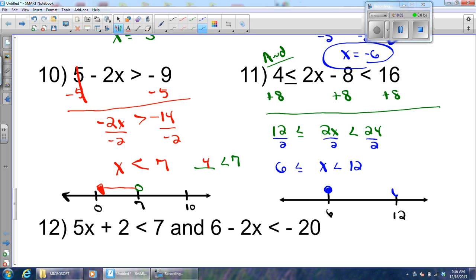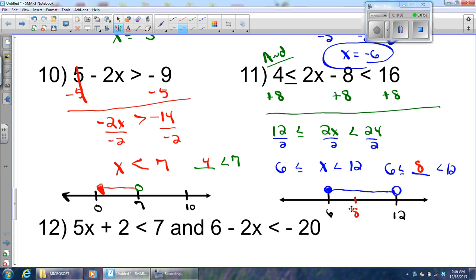And do you notice the x is between 6 and 12? So the solution is all the numbers that are between the 6 and 12. So it looks like that. If I take a number here, fill in the blank, a number like 8 would work very nicely. And 8 would be in the middle here somewhere, right?